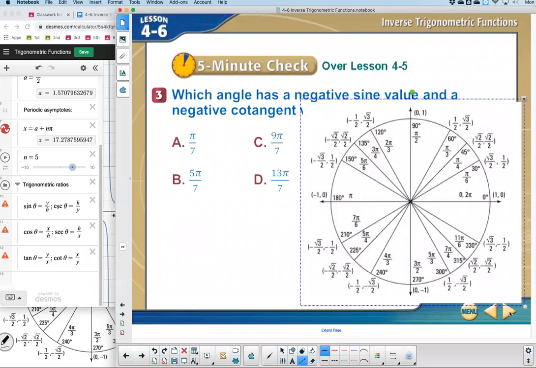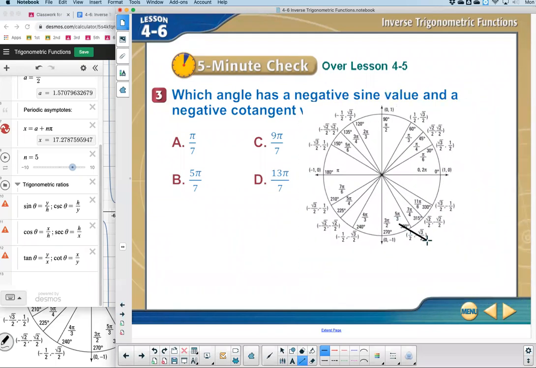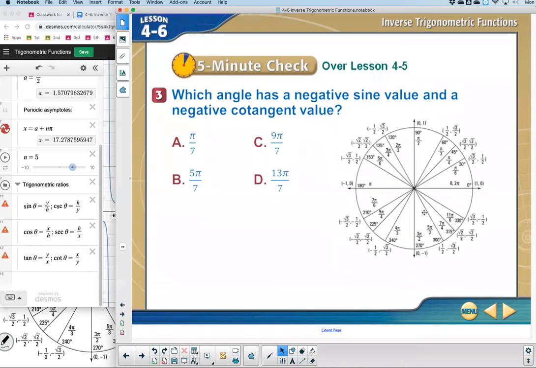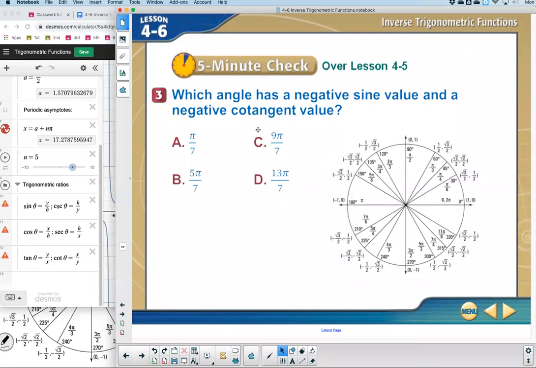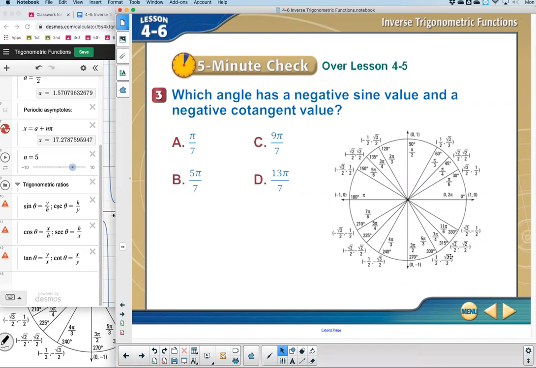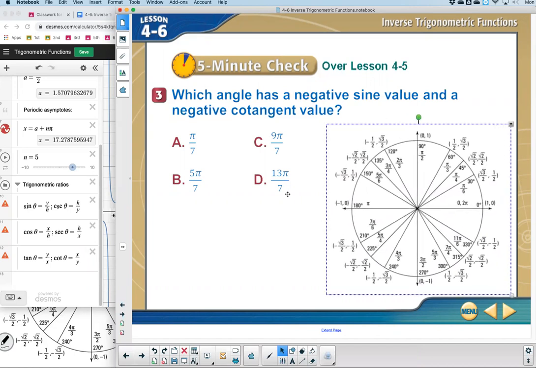Okay, so previously I copied that unit circle and there was a reason for that because I knew I was going to use it. So now let me use this unit circle. On this one it says, what angle has a negative sine and a negative cotangent? And basically they give us these angles, and none of these happen to be on the unit circle.